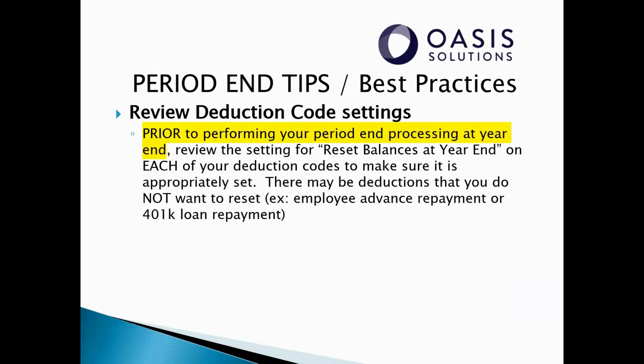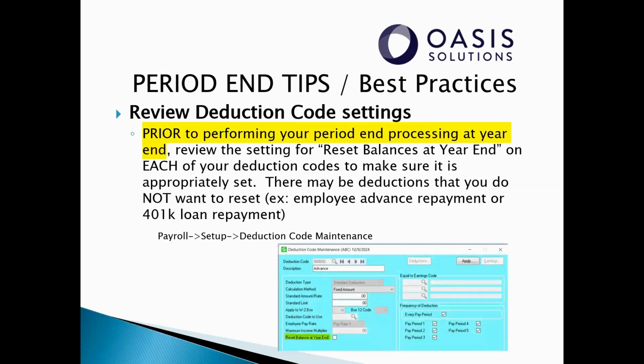Another thing, and this one was a newer occurrence that came up last year, is that we recommend that you review your deduction code settings. On your deductions, under payroll setup, deduction code maintenance, there is a setting about midway down that first column that says reset balance at year end. You want to look at all your deduction codes prior to performing your period end processing to make sure that setting is set accordingly for that deduction. The reason you want to look at that is there may be deductions that you do not want to reset at the end of the year.